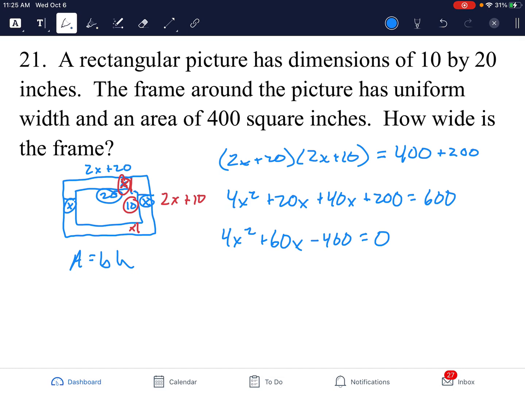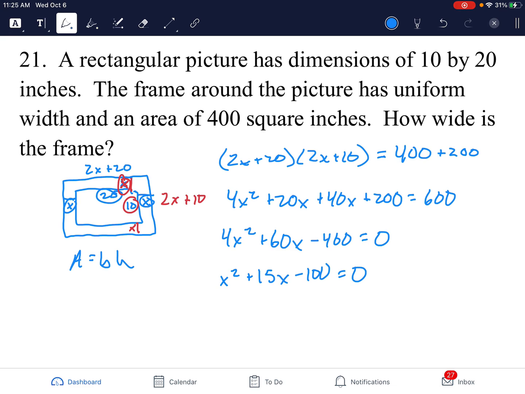Okay, now I have to solve this quadratic. To do that, I'm going to make my life easier by dividing everything by 4. All right, that will allow me to make the numbers much smaller. So if I divide everything by 4, taking out the greatest common factor of 4, I'll be left with x squared plus 15x minus 100 equals 0.